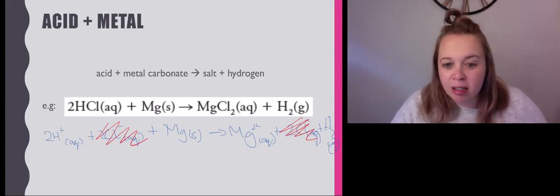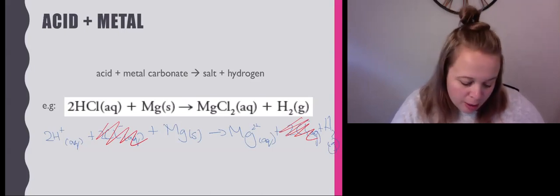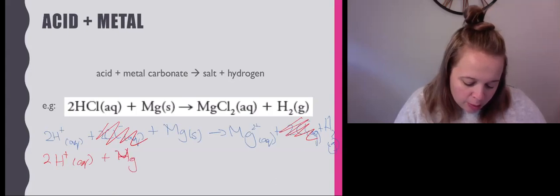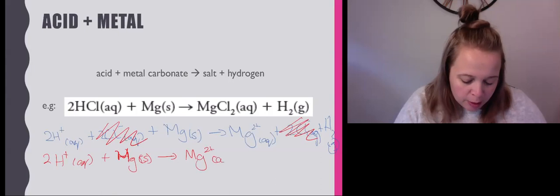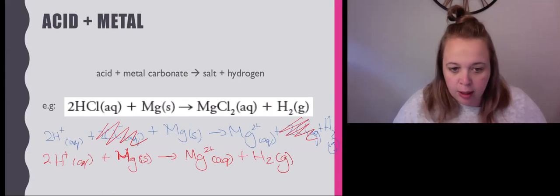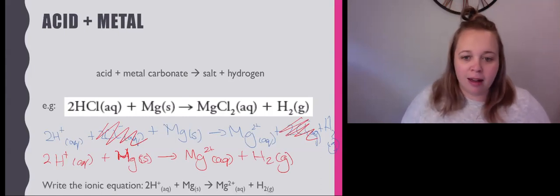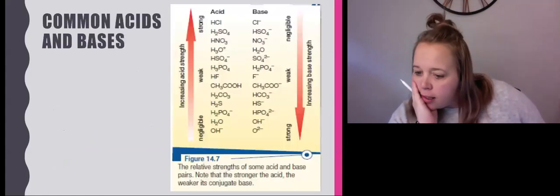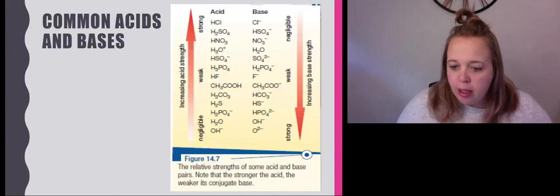Mg solid is not the same as Mg2 plus aqueous, because one is a dissolved ion. So we should end up with 2H plus aqueous plus Mg solid goes to Mg2 plus aqueous plus H2 gas. And when we have a look, yay! There is my ionic equation. So here is just a list down the bottom to help you out.